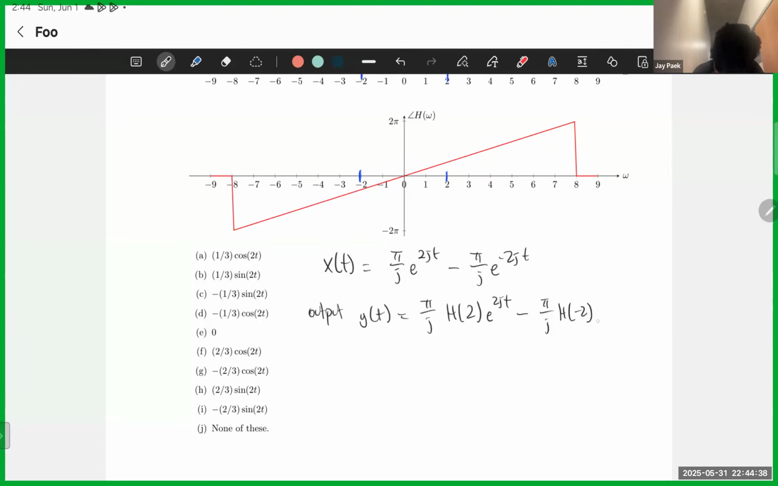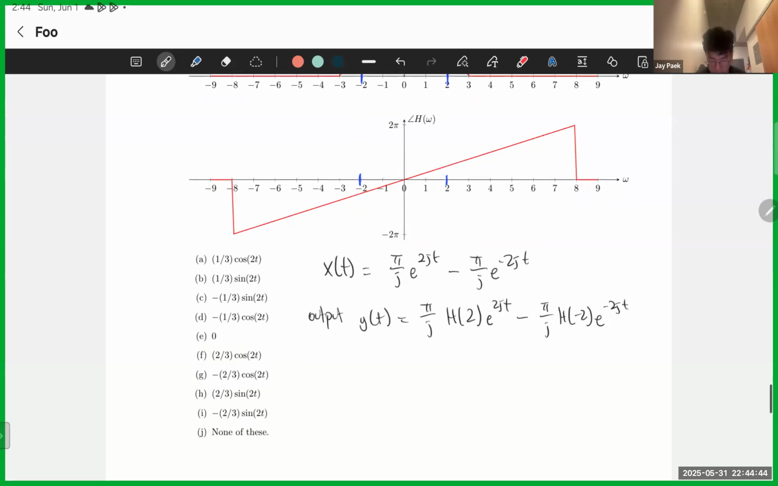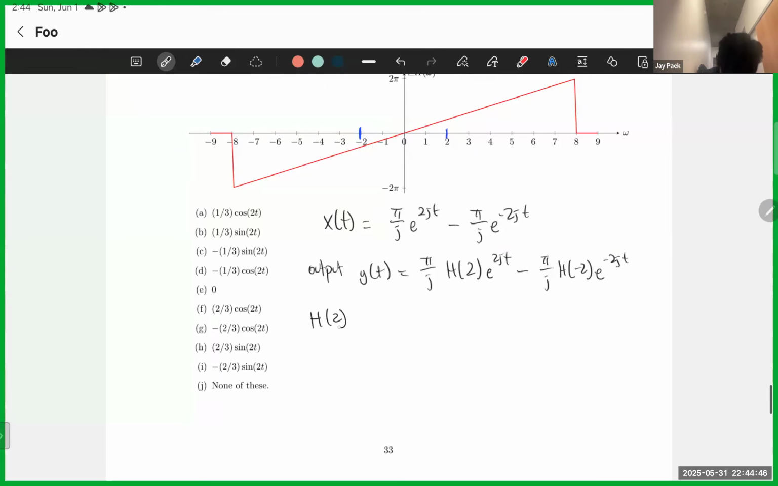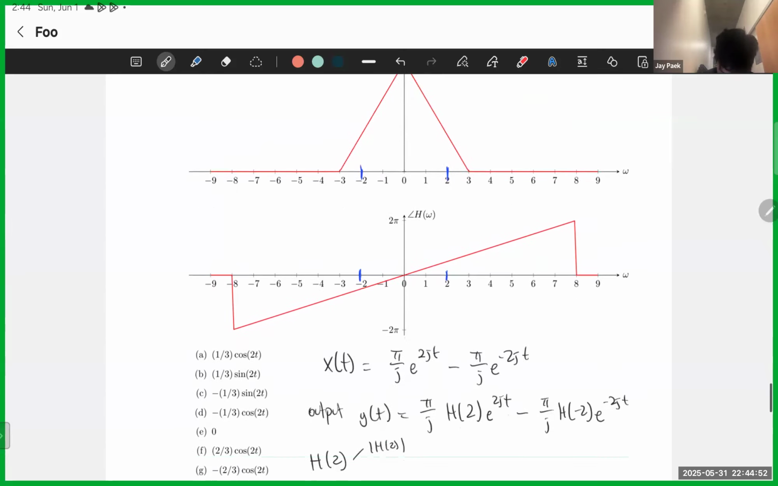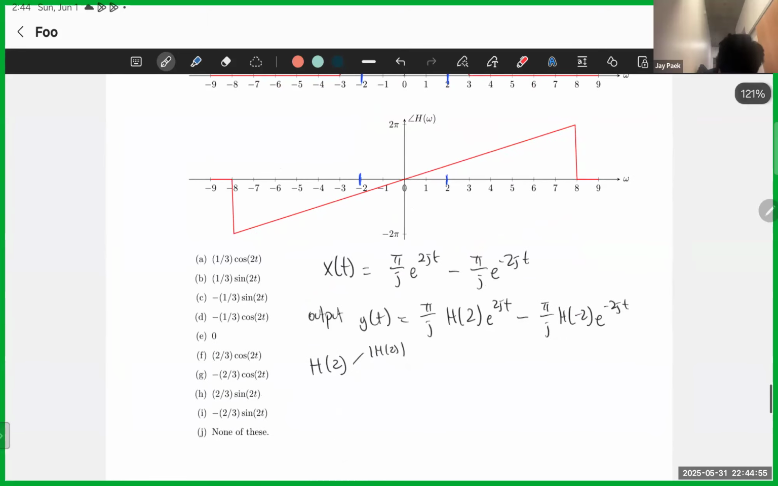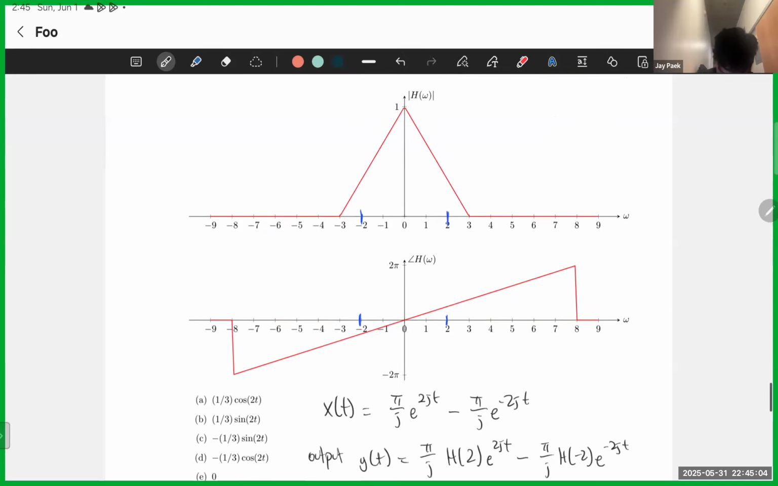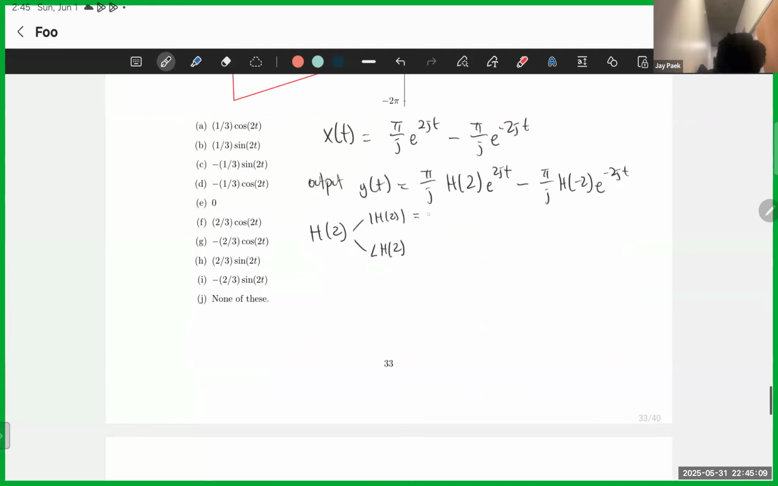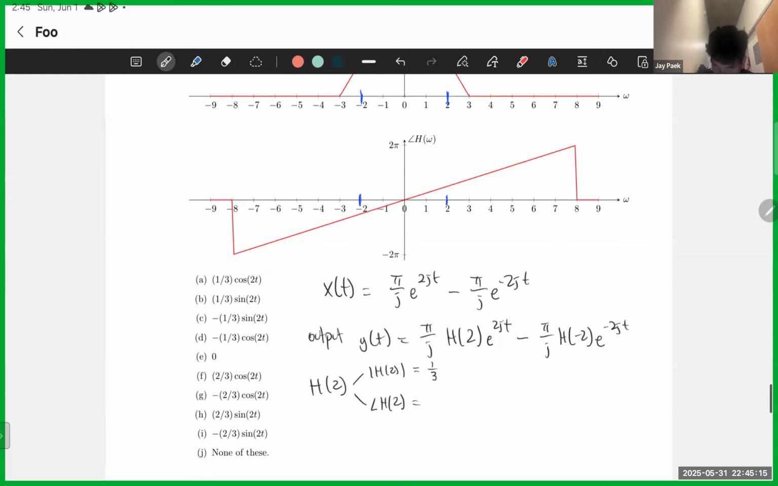H of negative 2 e to the negative 2jt. There we go. Voila. All we need to do is solve for h of 2 and h of negative 2. So h of 2 has a magnitude of some number and an angle of some number. It is precisely 1/3 magnitude, and the angle is pi over 4. So remember the slope is pi over 4 here.